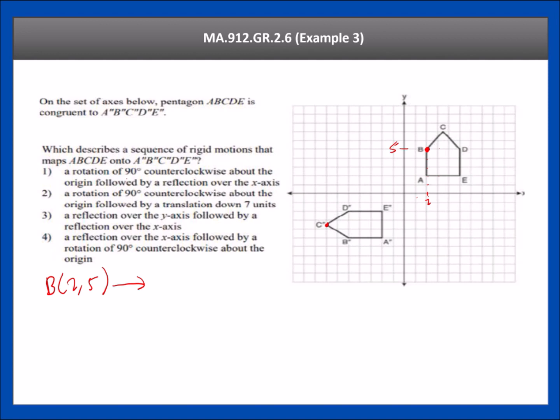A rotation of 90 degrees counterclockwise. So remember the rule for that. I'll write it down.